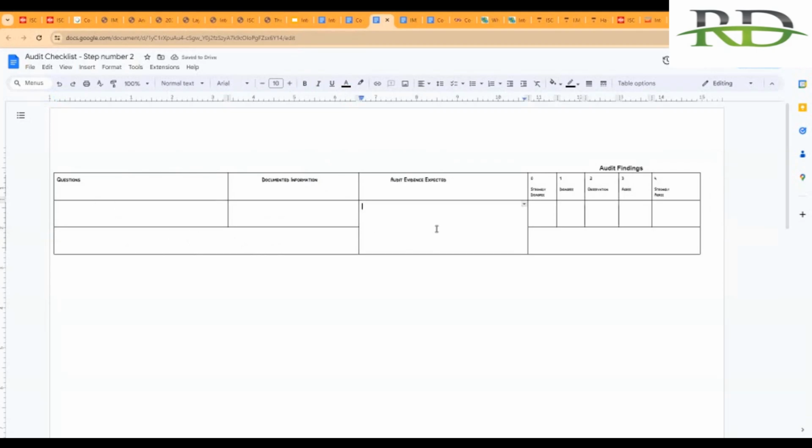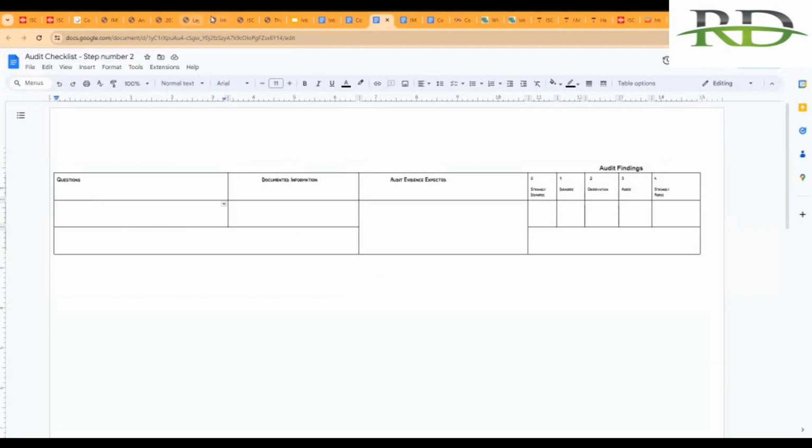And also, another feature of an audit checklist is that you write the expected audit evidence before you even fill out these questions. And then also there is an audit finding section right here with a description. All right. So that is what an audit checklist looks like.